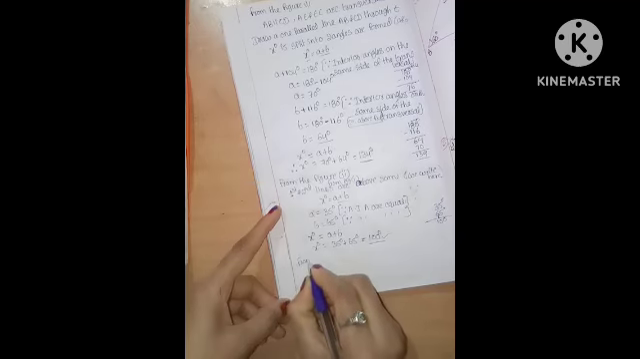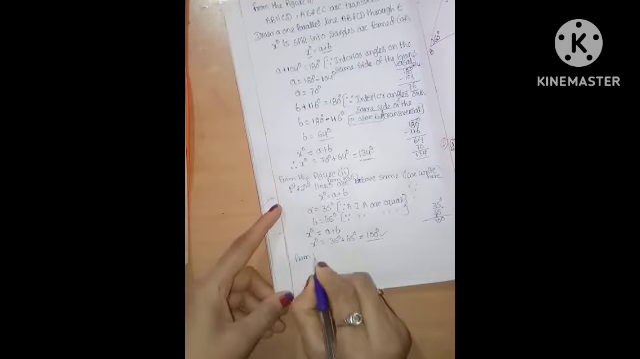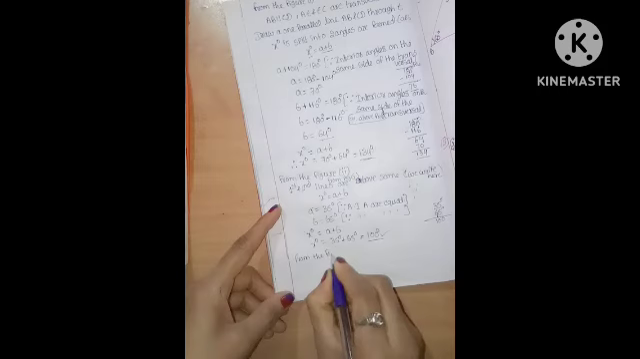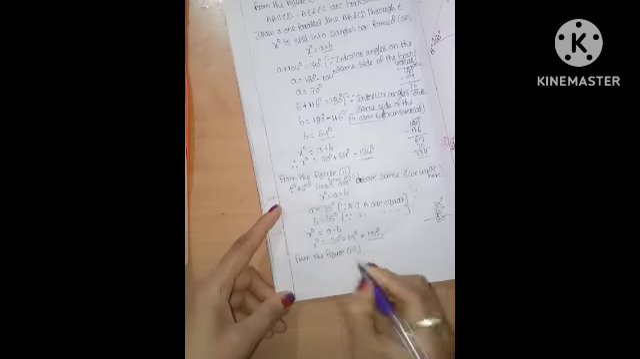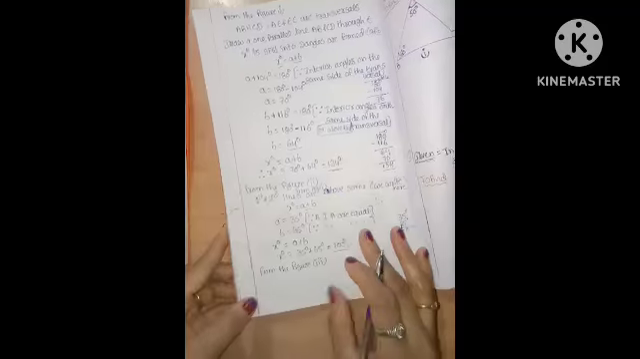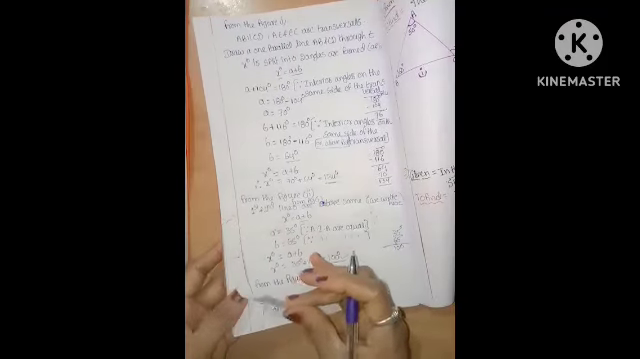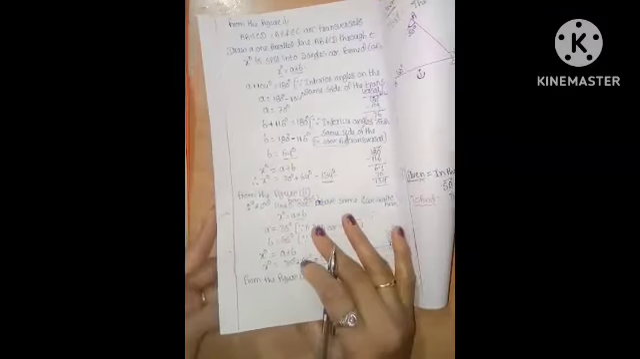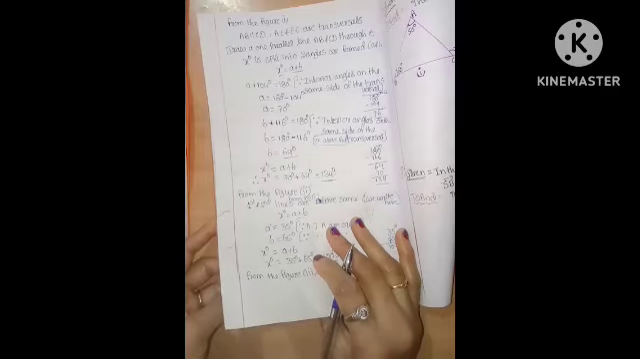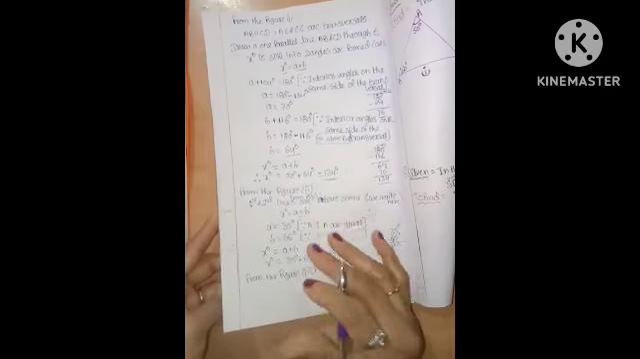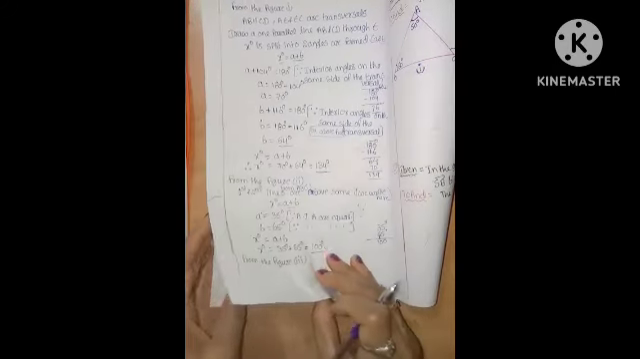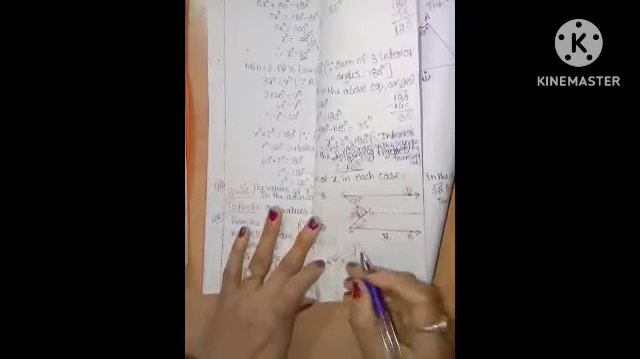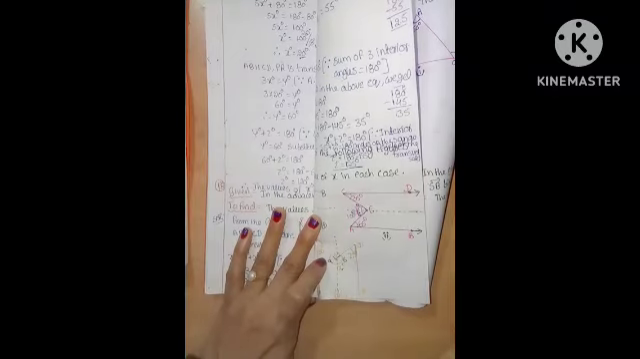Next, the third figure solution. Are you clear? This is also the same. AB is parallel to CD, and AE and EC are transversals. Draw a parallel line to AB and CD through point M. Here the point M is given.